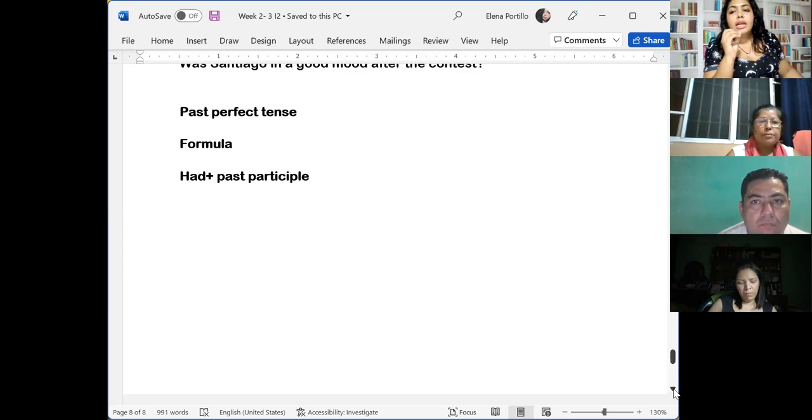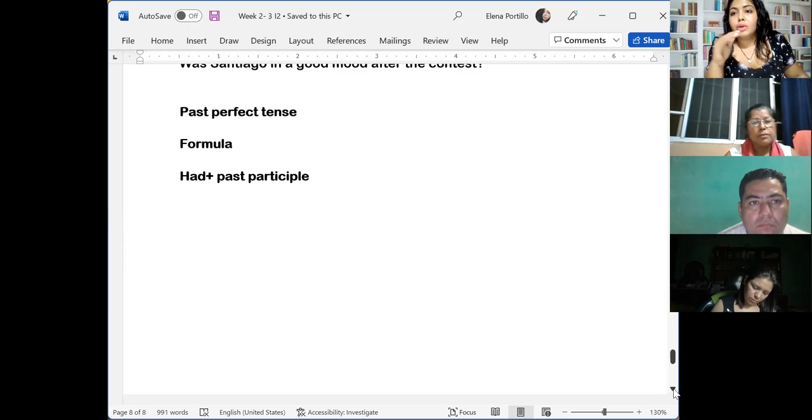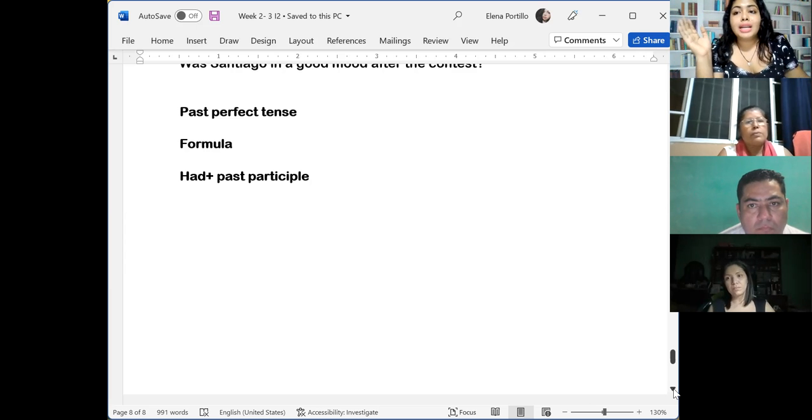So in the cases in which we are trying to have a sequence of events, obviously we have first, second, third, and all of that. And when we have this sequence of events, we can use the past perfect, but in the case that we don't follow those steps and don't have the sequence very clear, we cannot use it because it will be very confusing.